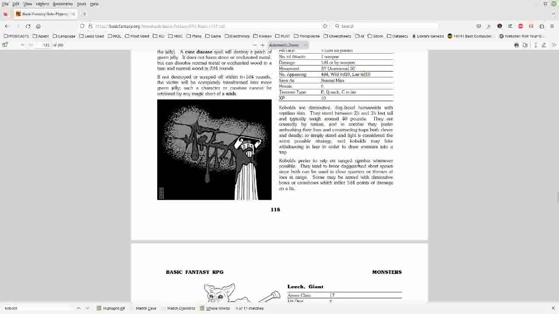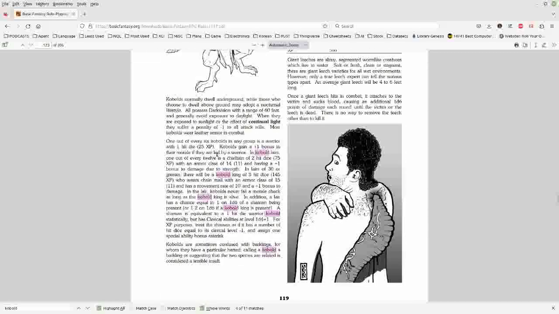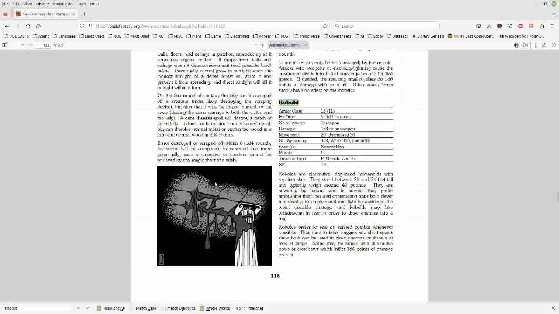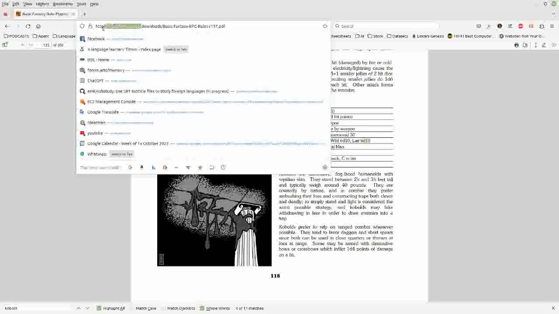Now, this goes on to talk about kobolds and their lair and what they do and how many there are and all of that. And if you're interested in playing sort of D&D or whatever, I highly recommend that you have a look at basicfantasy.org.